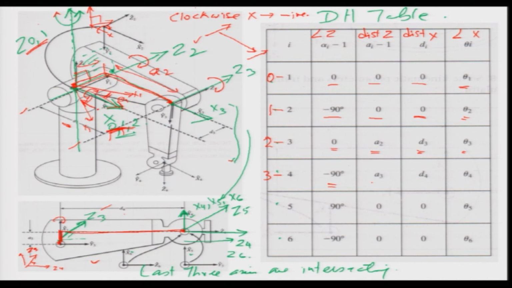Now, what is the distance between the z's? So, Z3 is here, Z4 is here. Now, what is the distance between them? There is a distance of A3 now. So, this is the distance. So, this is my A3. So, there is a distance between the z axis.